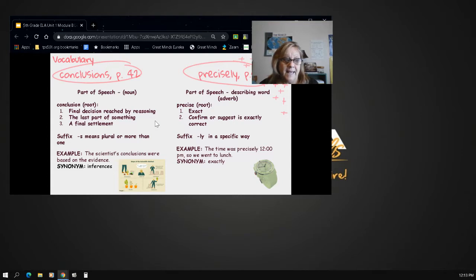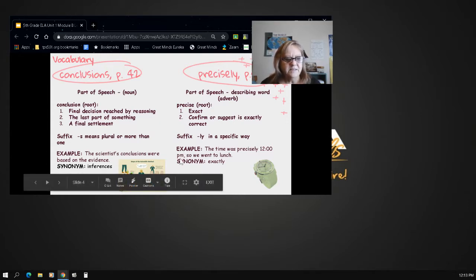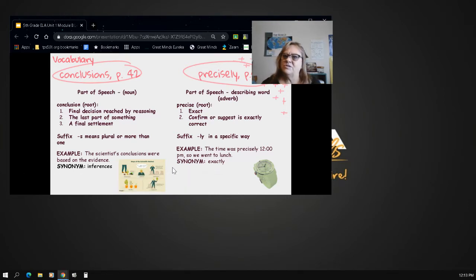The suffix s means plural or more than one. So instead of making a final decision reached by reasoning, we might make final decisions. That means more than one conclusion to a hypothesis. For example, the scientists' conclusions were based on the evidence. The synonym would be inference. Inferences. In other words, conclusions are based on evidence, and so are inferences, guys.